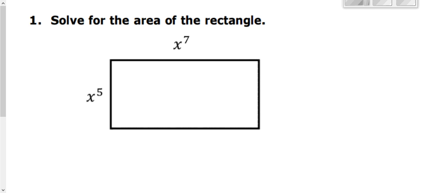Okay, the last section of your test review is what this video will cover. So number one, solve for the area of the rectangle. To solve for an area of a rectangle, we should know that we do base times height.